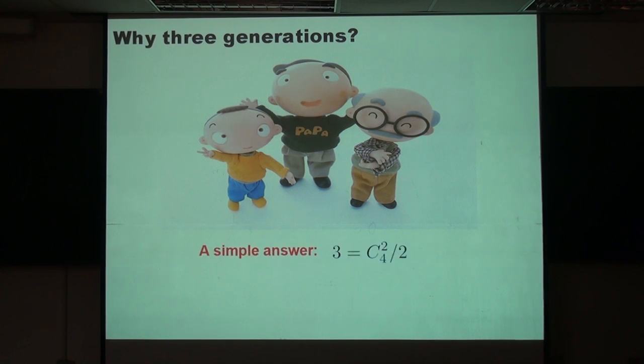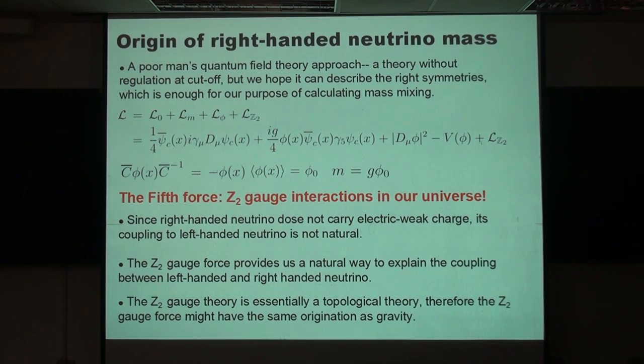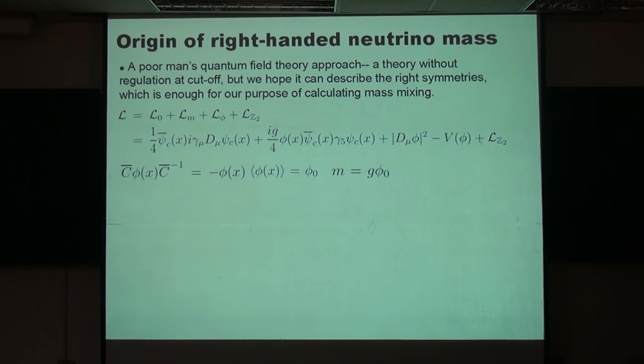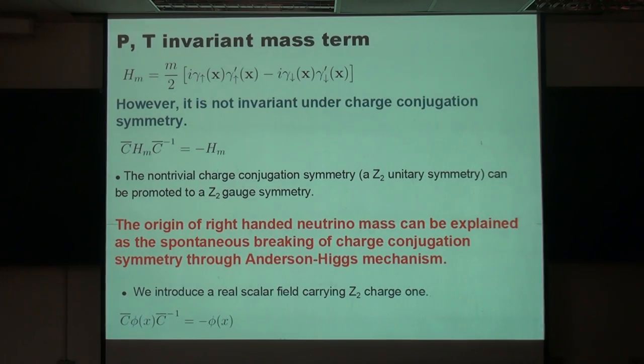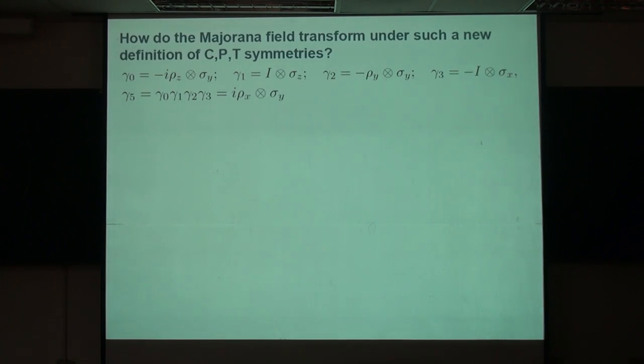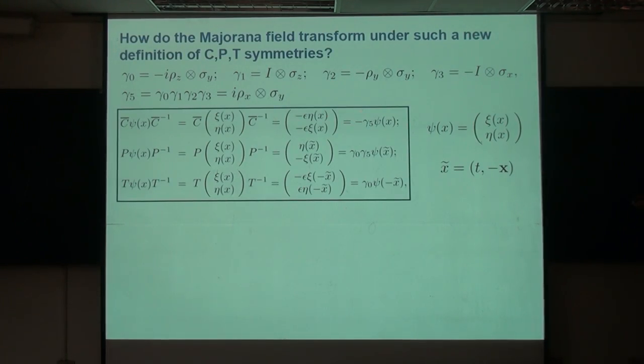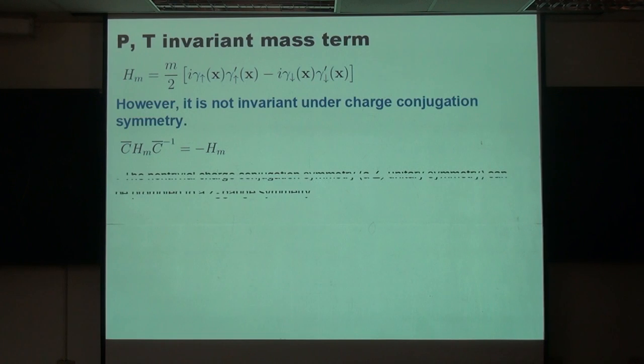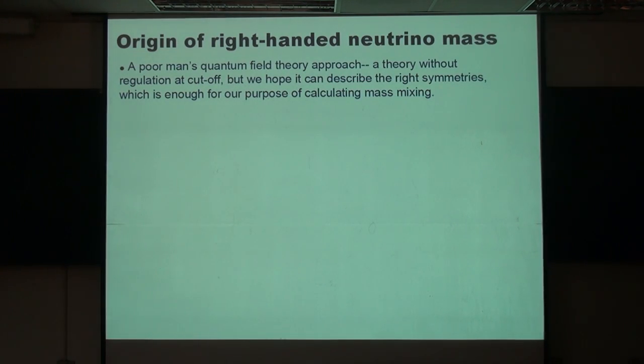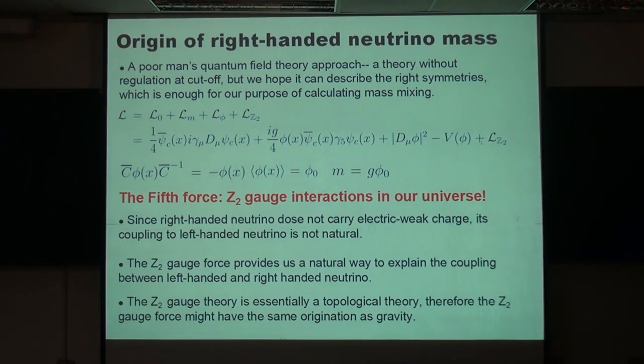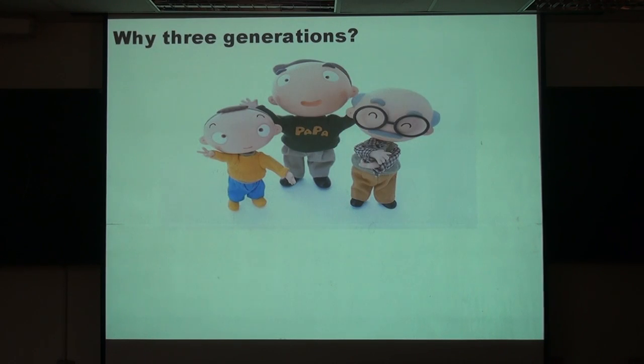I'm sorry, could you elaborate again where the Z2 symmetry is? Is it coming from the gamma phi? Yeah, basically this Z2 symmetry action is like gamma phi on this Majorana field. It's a charge conjugation symmetry. So the action on the Majorana field is gamma phi. You can promote it to a local Z2 symmetry and introduce the Higgs mechanism to generate mass.